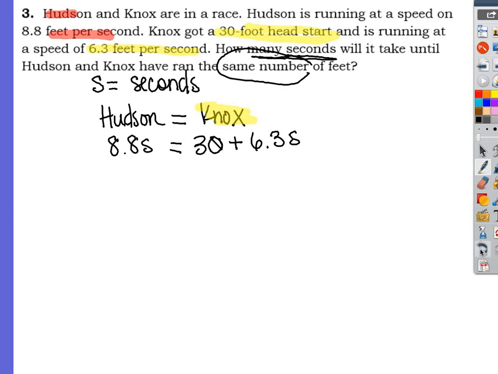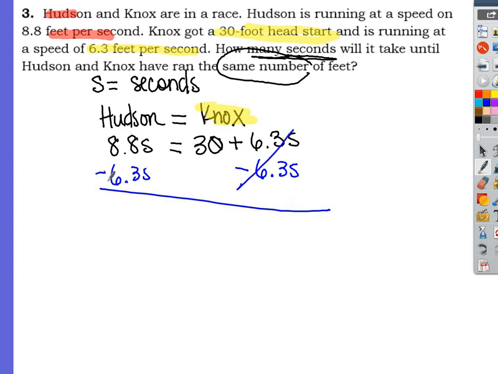Okay, so now we have variables on both sides. So remember, when we solve with variables on both sides, we're going to go ahead and get the variables together. So I'm going to move the 6.3s to the other side by subtracting, since it is positive. That's going to get me 2.5s is equal to 30. And then to isolate my s, I just need to divide by 2.5.